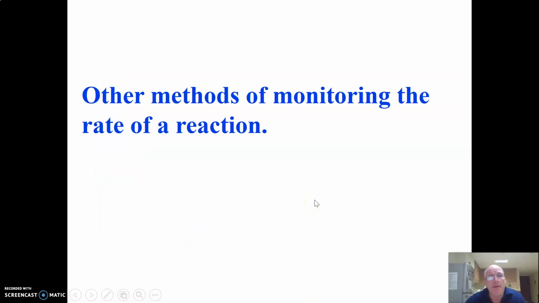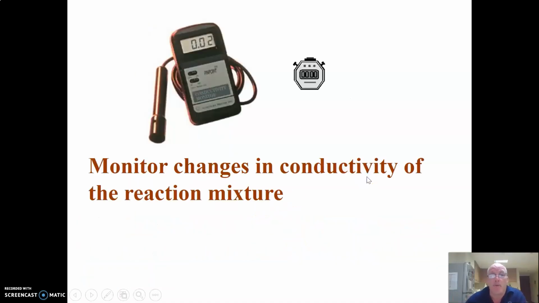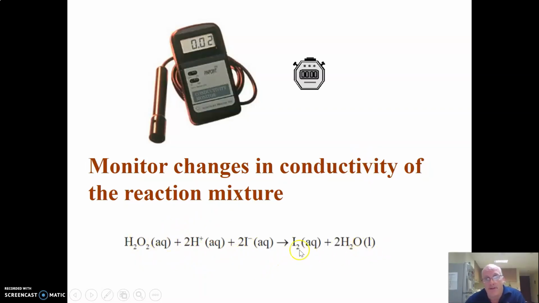Okay, and there are some other methods of monitoring rate I want to mention briefly. If H+ or OH- is consumed or produced, then the pH will change. So you can monitor the pH against time, and that gives you a measure of rate. Another one is that sometimes there are ions produced or consumed in reactions. So in this reaction here, there are ions on the left, there are no ions on the right. So the conductivity would decrease with time, and you could use that as your measure of rate.